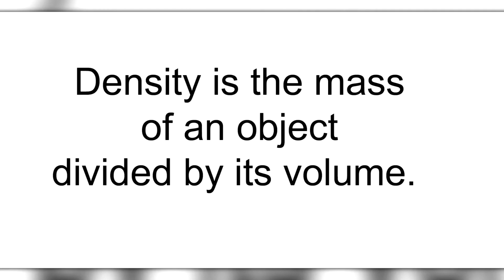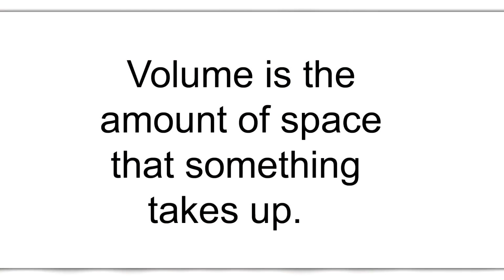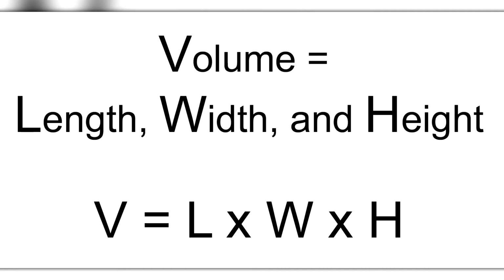Density is the mass of an object divided by its volume. So let's break that down just a little bit. Volume is the amount of space that something takes up. So if you've been given a present in a box, you could find the box's volume by measuring its length, its width, and its height. Then you would multiply the length by the width, and then multiply that figure by the height. This would give you the box's volume.